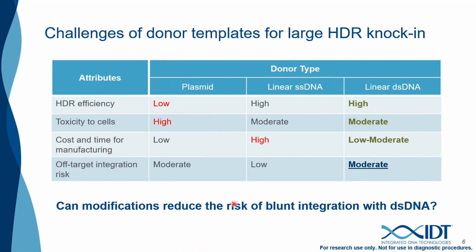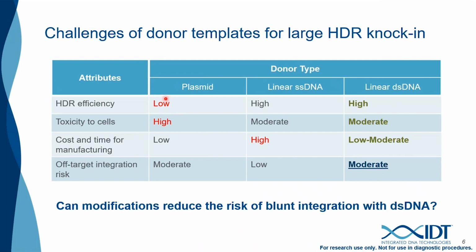When we consider potential repair templates for large knock-ins, one of the easiest to produce is plasmid. And so that's one of the great things about it. However, overall efficiency is pretty low with plasmids in our experience and what we've heard from the field as well. And that's generally tied to the toxicity to cells. So because cell viability is so low, you're really limited on the amount of plasmid that you can deliver.